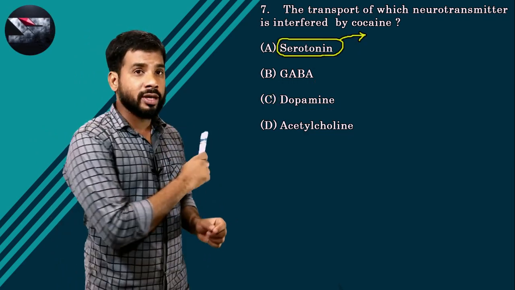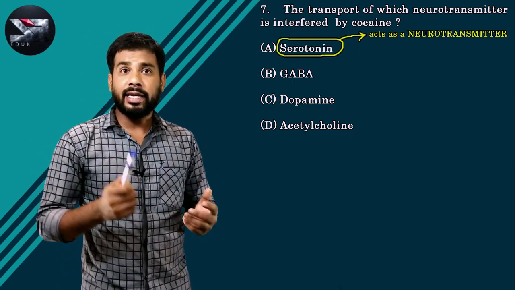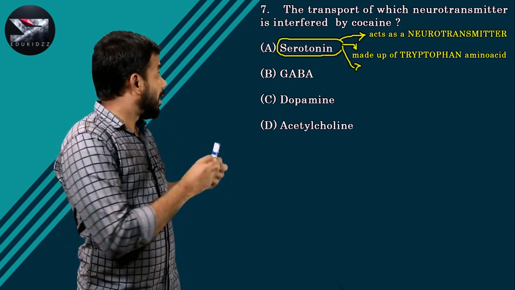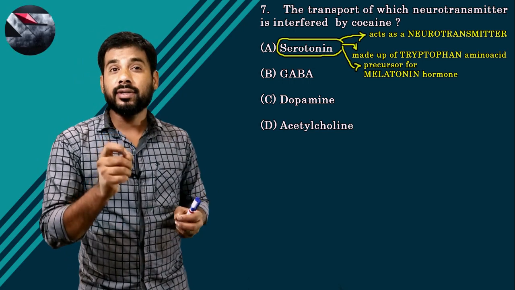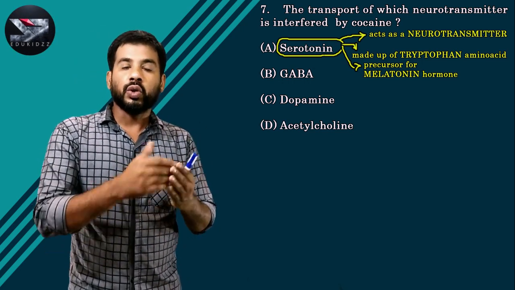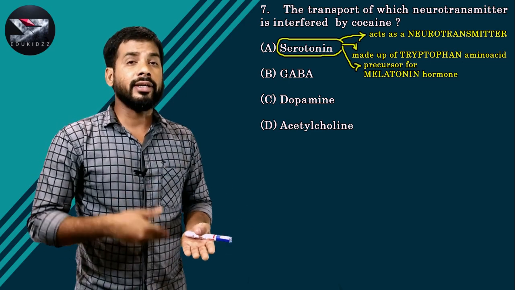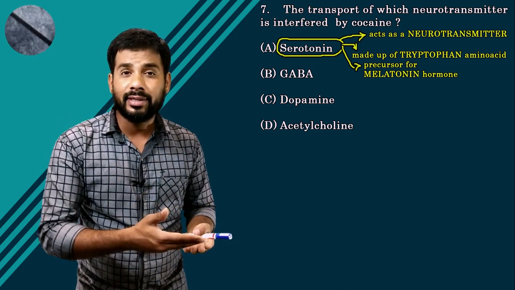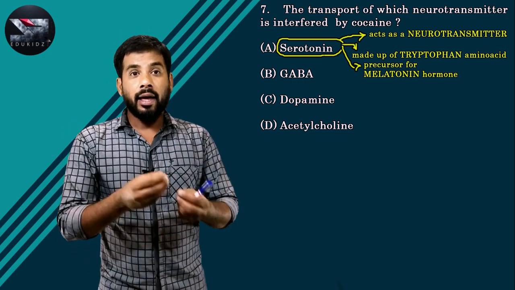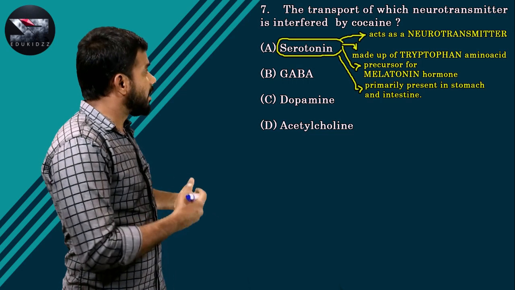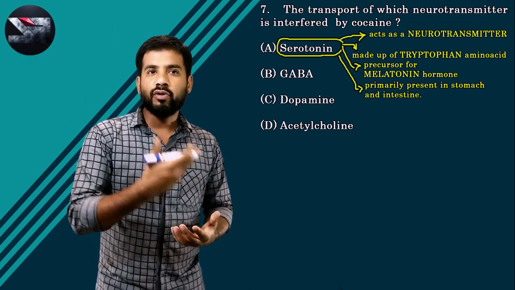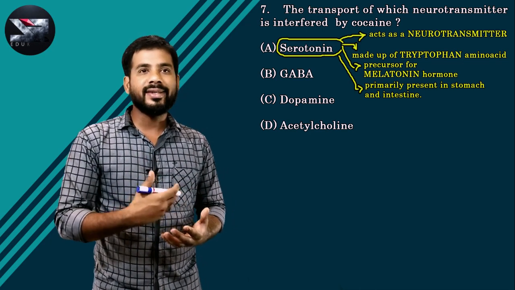First of all, take serotonin. As I said, it acts as a neurotransmitter, and it is mainly made from the amino acid tryptophan, and it is the precursor of the melatonin hormone. That means it helps in the synthesis of melatonin hormone. So indirectly, or you can say directly, it helps in the maintenance of the 24 hour biological clock, as well as the sleep wake cycle, right? And serotonin is primarily present in our stomach, that is in the alimentary canal, and it regulates our bowel movement, and it is also found in the intestine.